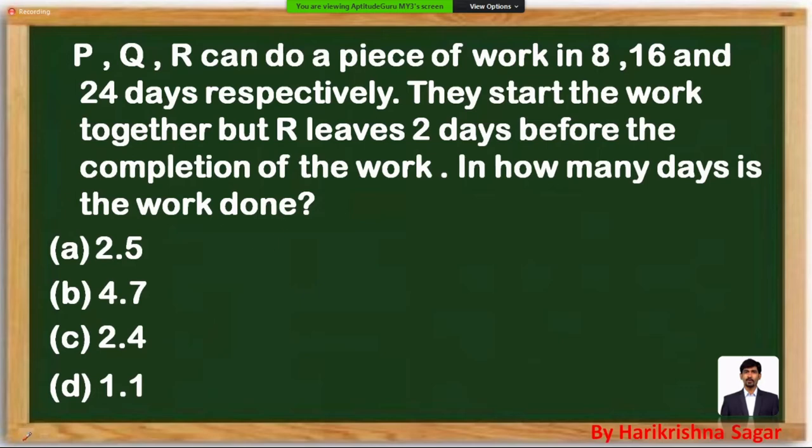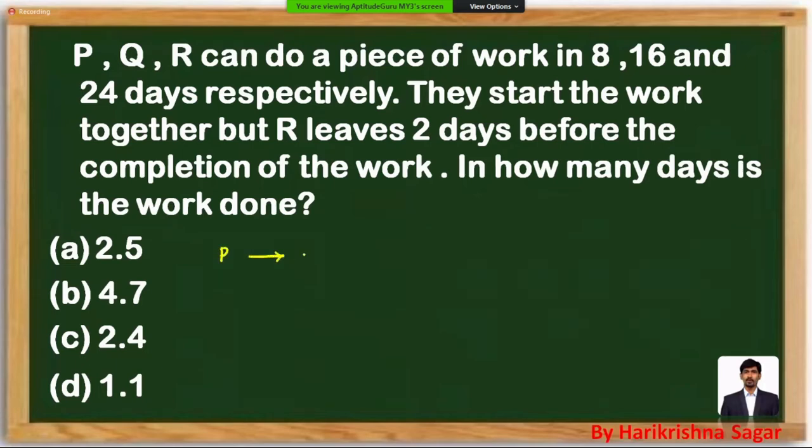Please observe the data. P, Q, and R can do a work in 8, 16, and 24 days respectively. They start the work together, but R leaves 2 days before the completion of the work. In how many days is the work done?